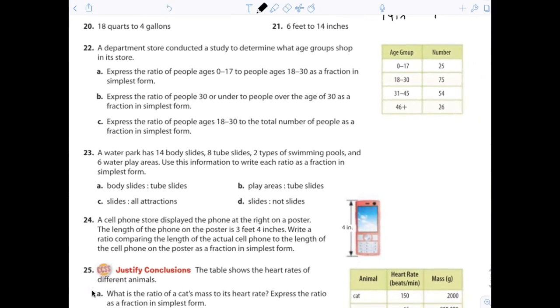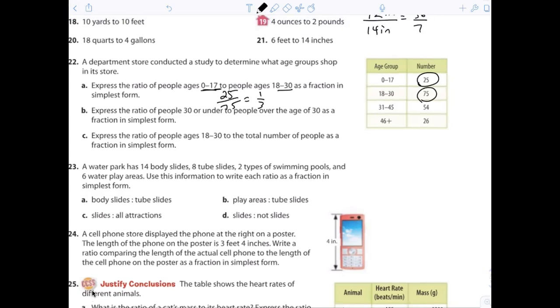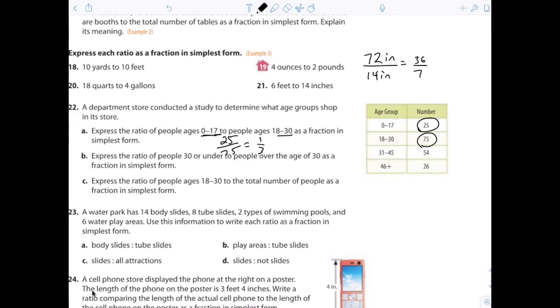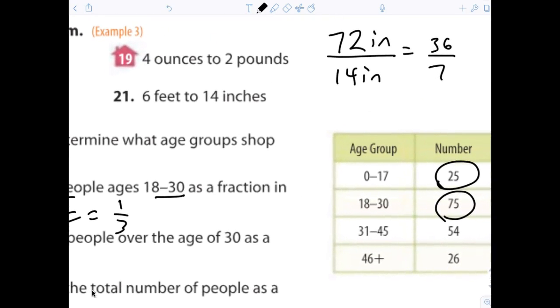All right. A department store conducted a study to determine what age groups shop in each store. Express the ratio of ages 0 to 17 to 18 to 30. So you just say 25/75. That's exactly correct. That's all we're doing on that. Good for you, Aiden. Yeah, that's 21. That's what we just did over here. 19, that's okay. So good.